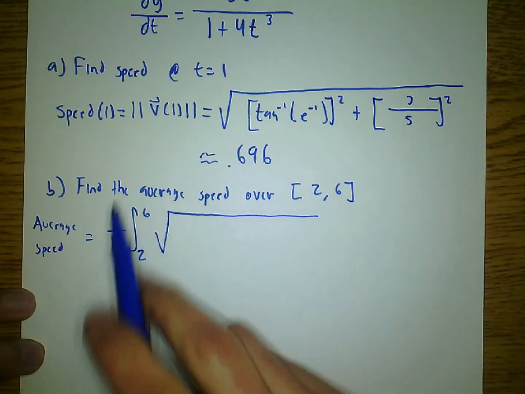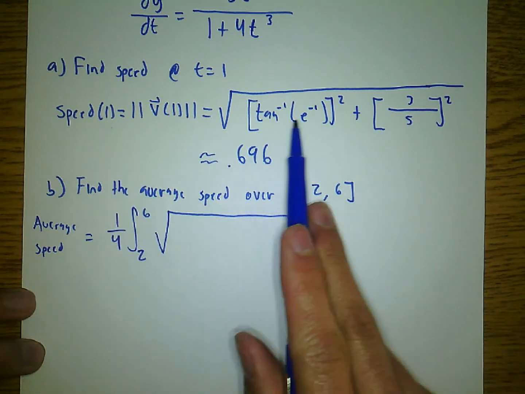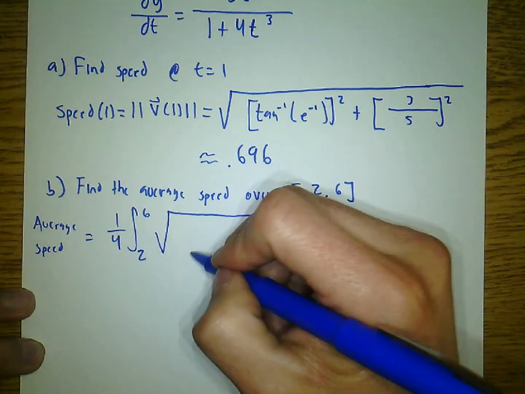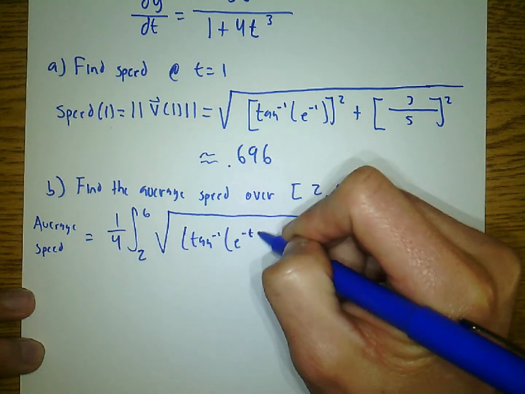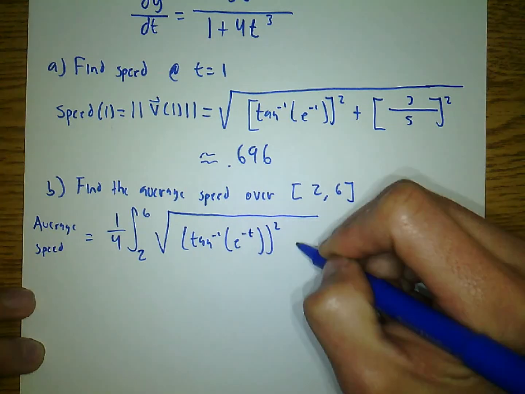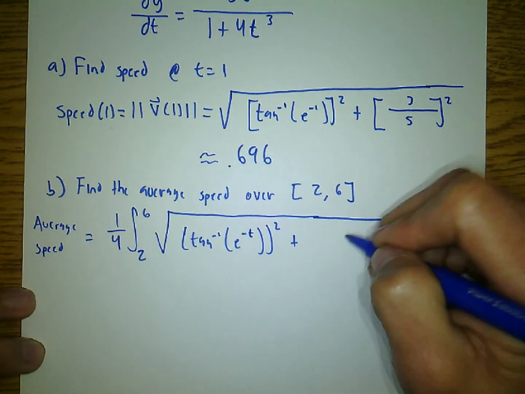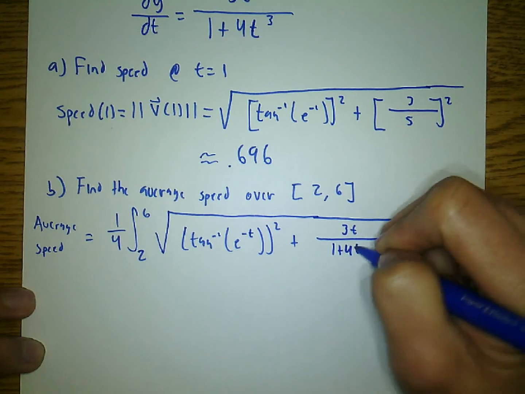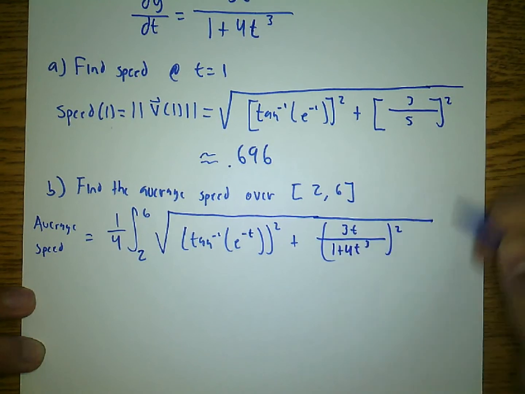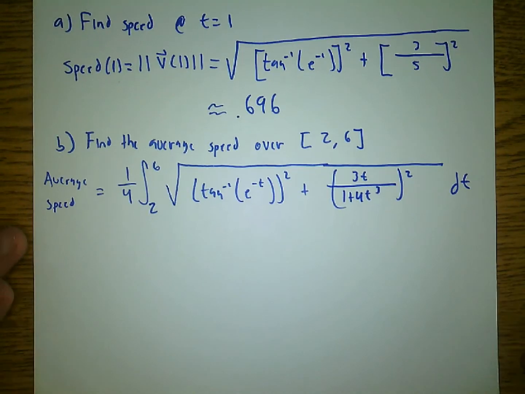Now, instead of plugging in 1, though, I need to make sure that I just leave it with respect to t. So it's going to be inverse tangent of e to the negative t squared plus 3t over 1 plus 4t cubed, squared, dt. Are we okay? Is anybody lost?